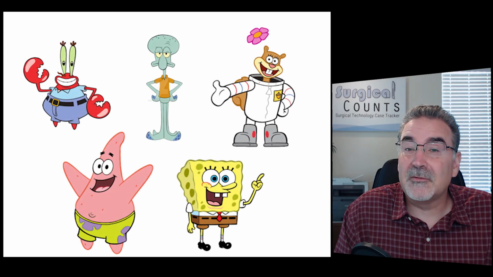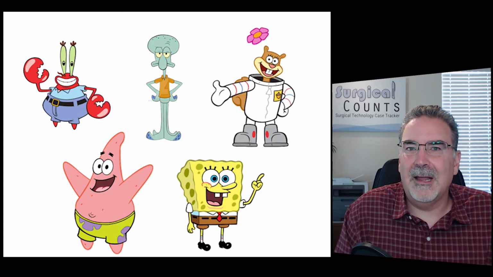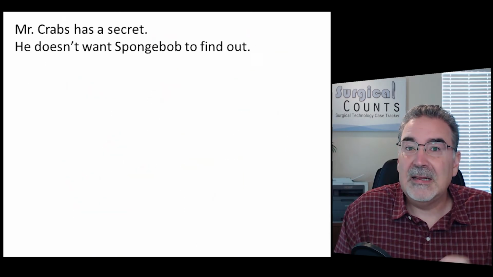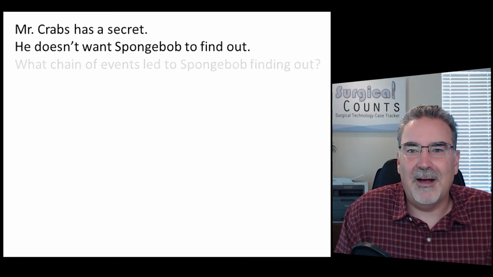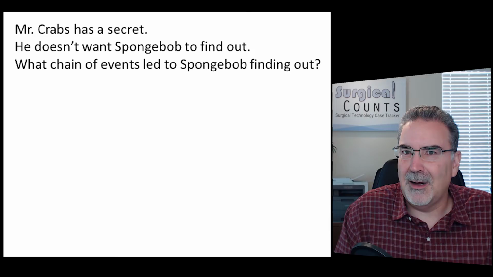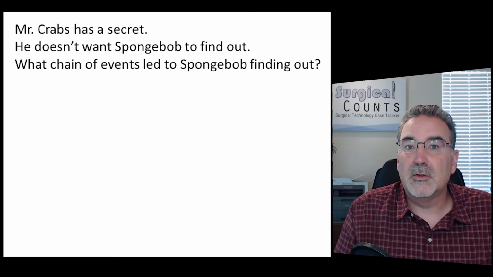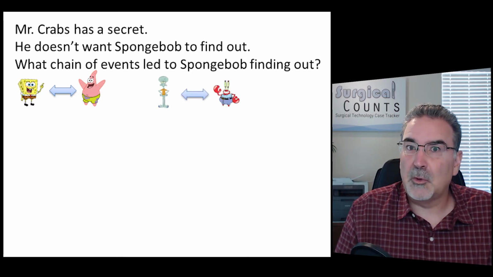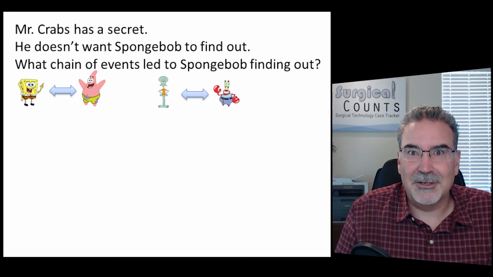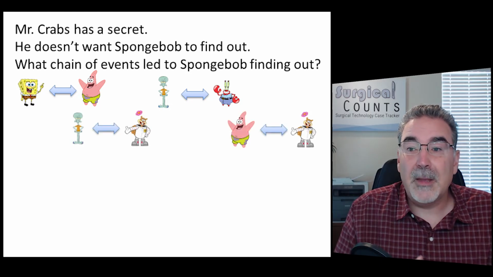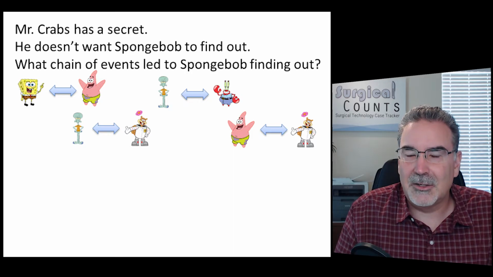Here's some of your favorite characters from SpongeBob. And here's the game. Here's the question. Mr. Krabs has a secret, and he doesn't want SpongeBob to find out. So what chain of events led to SpongeBob finding out? So here are some relationships that we know. We know that SpongeBob and Patrick like to talk to each other. We know that Squidward and Mr. Krabs like to talk to each other. We know that Squidward and Sandy like to talk to each other. And we know that Patrick and Sandy like to talk to each other.